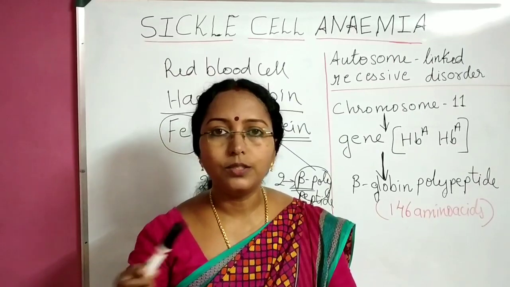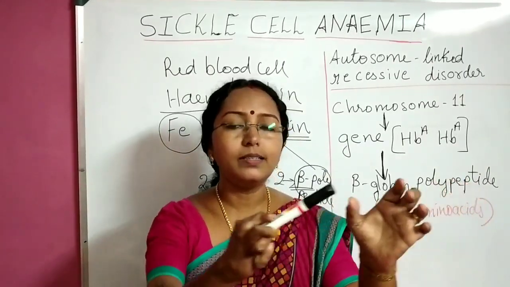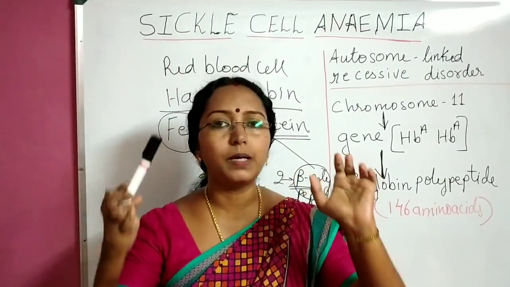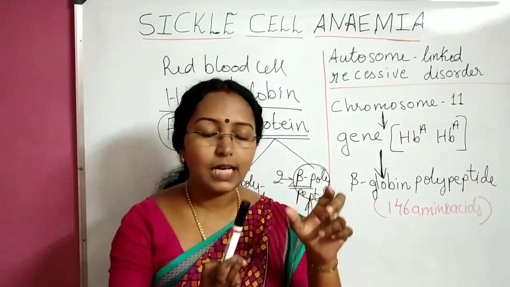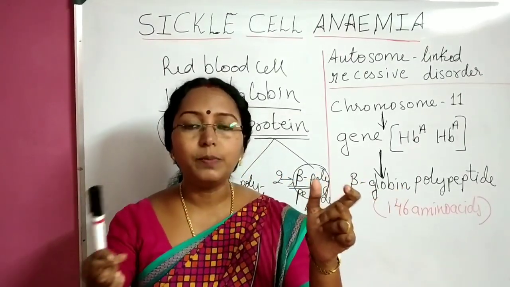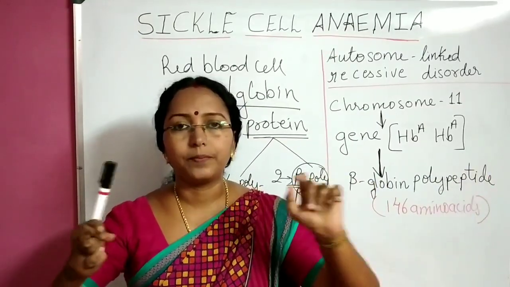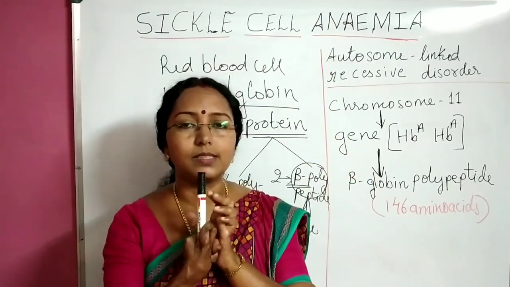There are not 1, 2, 3, but 146 amino acids linked by which bond? Peptide bond. Always amino acids are linked by peptide bonds. So there are 146 amino acids which are linked by peptide bonds, and then you get the beta chain. So this is produced by a gene.